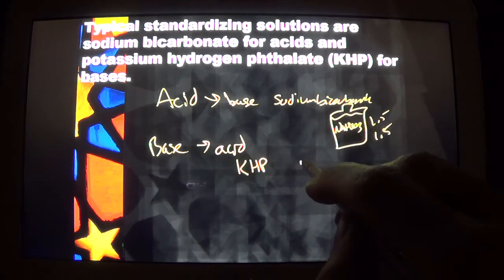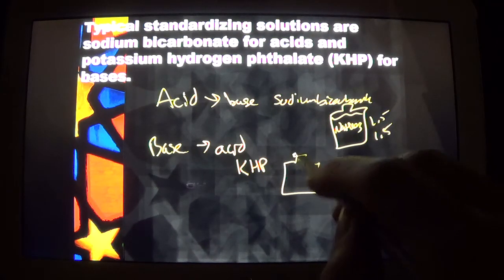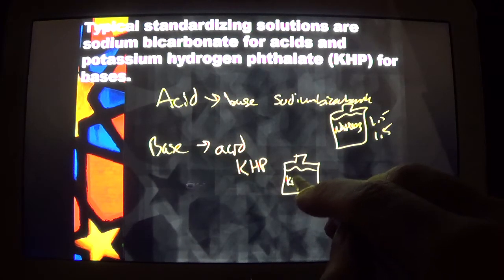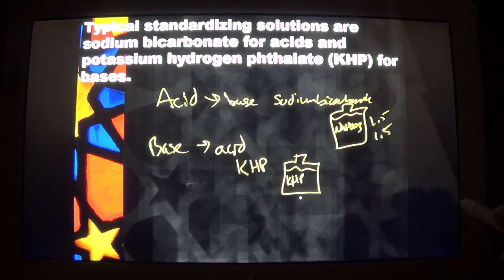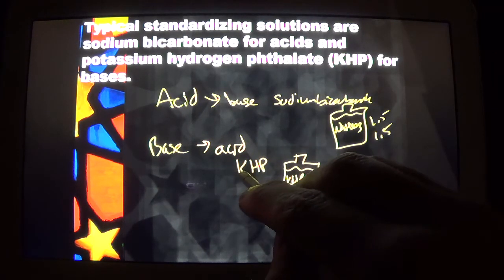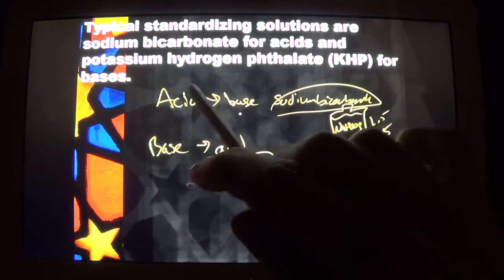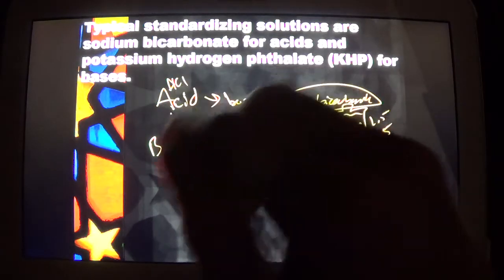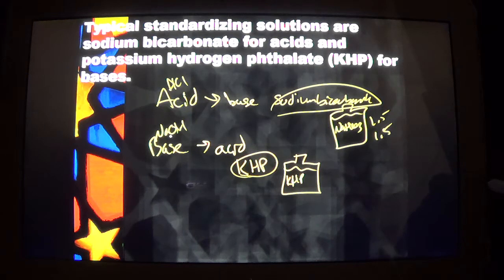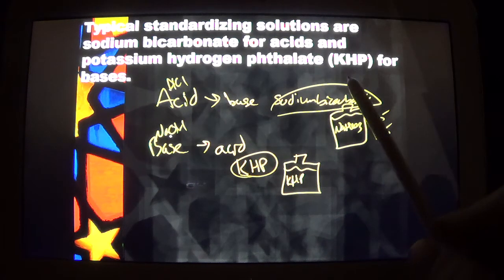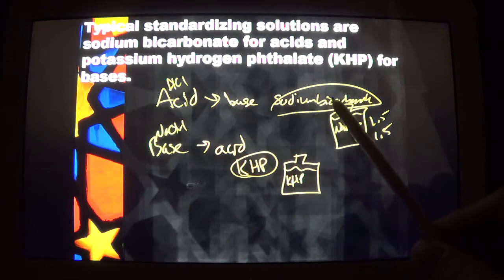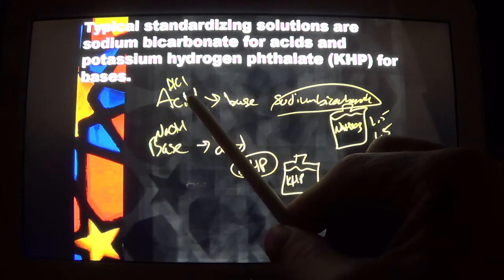And the point is, again, I can make up a solution of KHP, and it can sit in the stockroom for a long, long time and still not decompose. It is more likely that the potassium hydrogen phthalate and the sodium bicarbonate are not decomposed compared to our normal acids like hydrochloric acid and sodium hydroxide for a normal base. So I'm going to use a very, very stable base to standardize an acid before using it to find an unknown base.